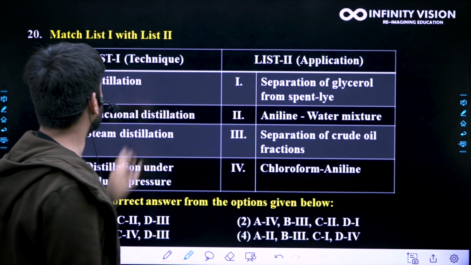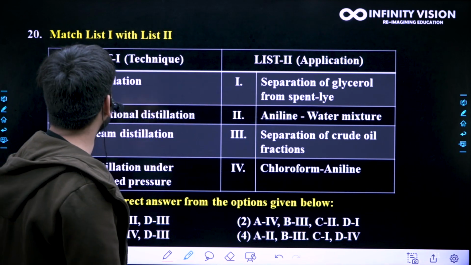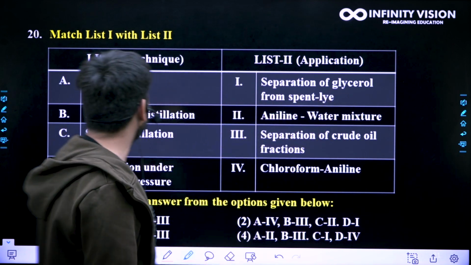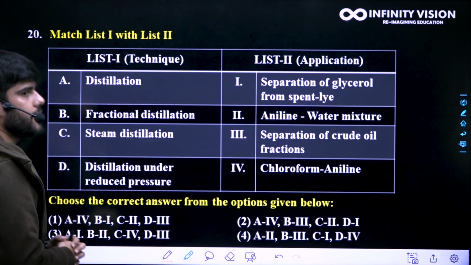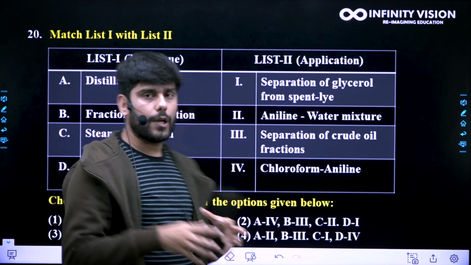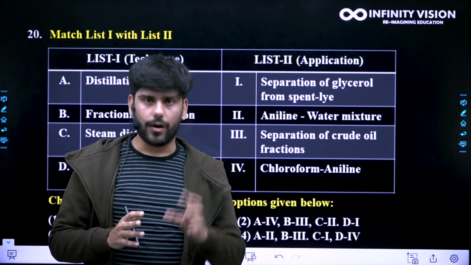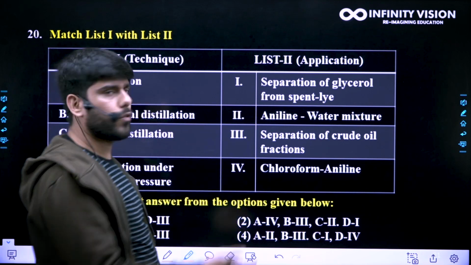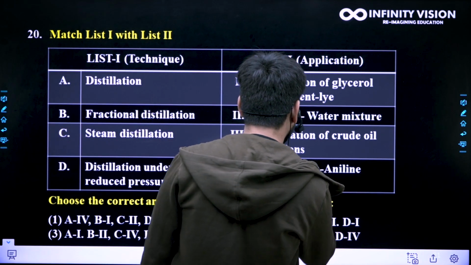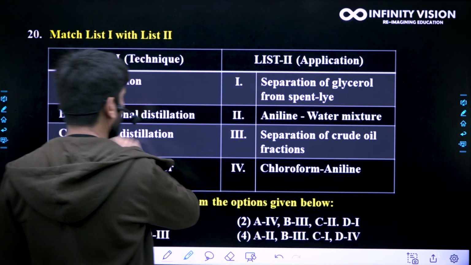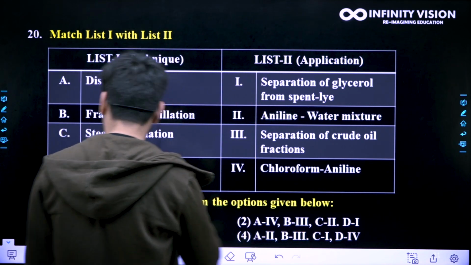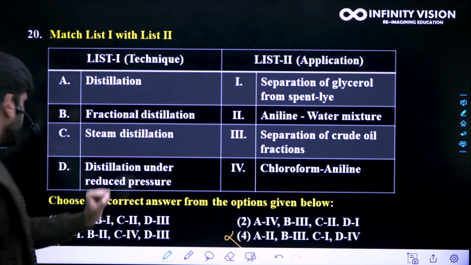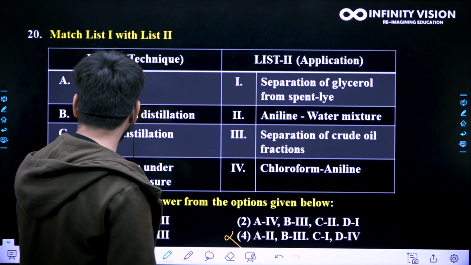Again, the match list 1 with list 2 type question. Here we have the techniques, and here there is an application. So let's start with distillation. Distillation is where liquids having a significant difference in their boiling points can be separated. An example is chloroform and aniline. There is a significant difference, so A goes with 4. So third and fourth are eliminated.